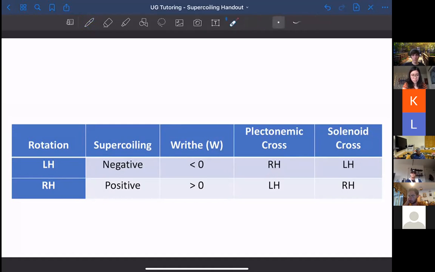And the opposite is true for a right-handed twist into DNA. The writhe increases, supercoiling is positive. The plectonemic form is a left-handed cross and the solenoid form is the right-handed cross. And yeah, that's all I have. Are there any questions?